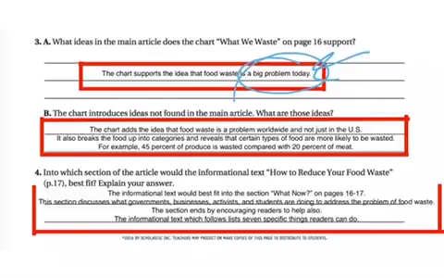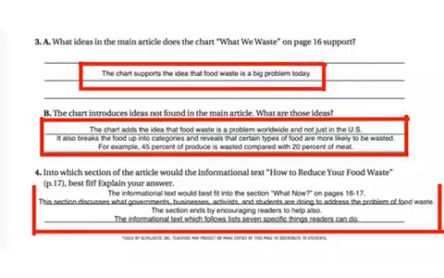And then part B, the chart introduces ideas not found in the main article. What are the ideas that are introduced that were not in the article is what it's asking. The chart adds the idea that the food waste problem is worldwide and not just a U.S. problem. It also breaks the food up into categories. I thought that was very interesting, that this is how much seafood is wasted. This is how much meat is wasted. They broke it up into different categories, and the article did not do that.